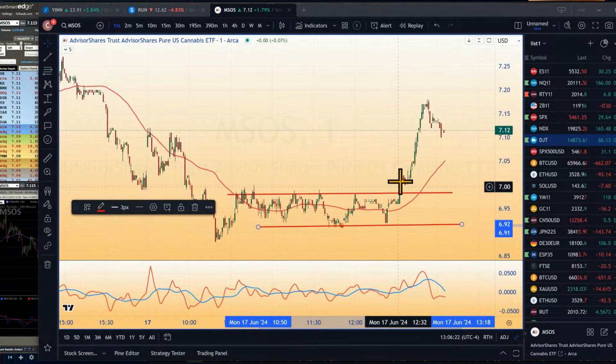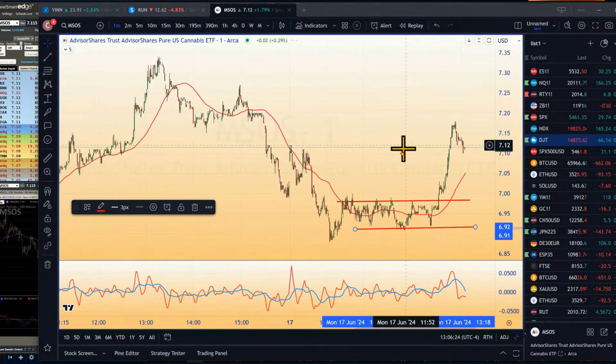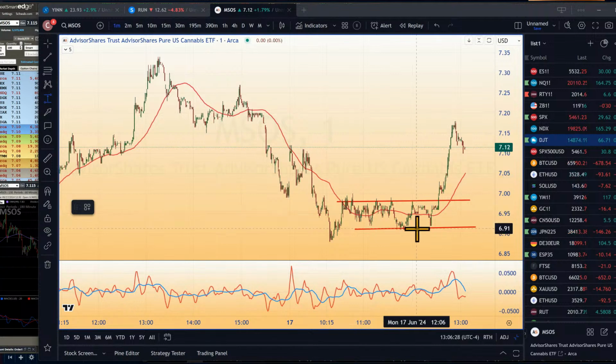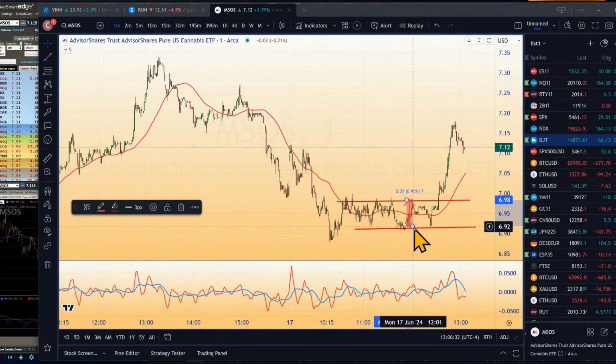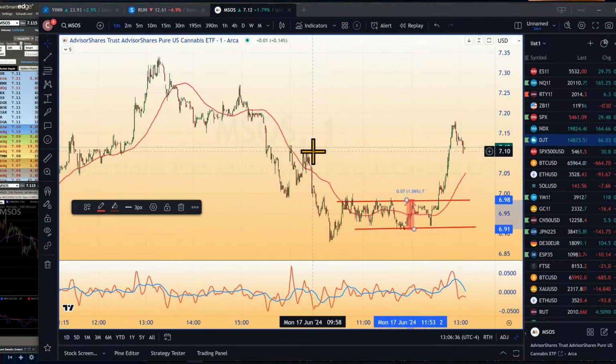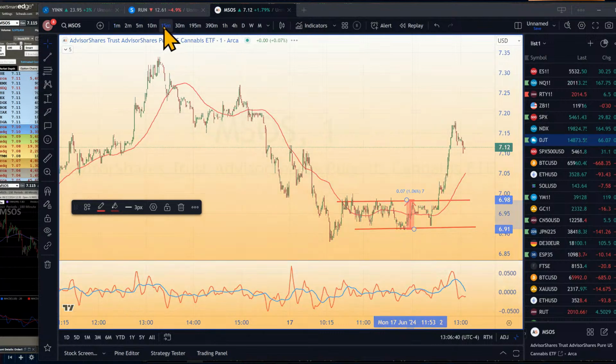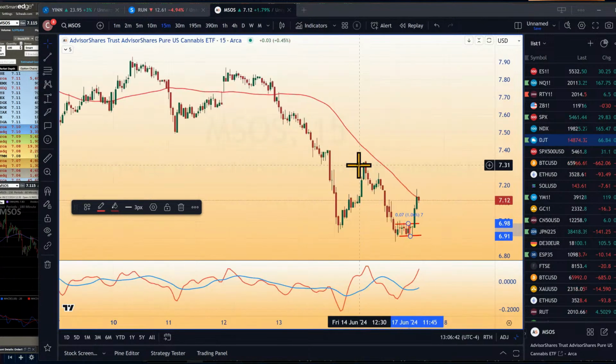Where did we sell it? We sold it here. And then we were talking about the width of the rectangle. So we're talking about this right here. Your first objective is about 10 cents, 20 cents, which is where it went. What's the next objective? Well, here we go again. It's all about how it works off its overbought condition.